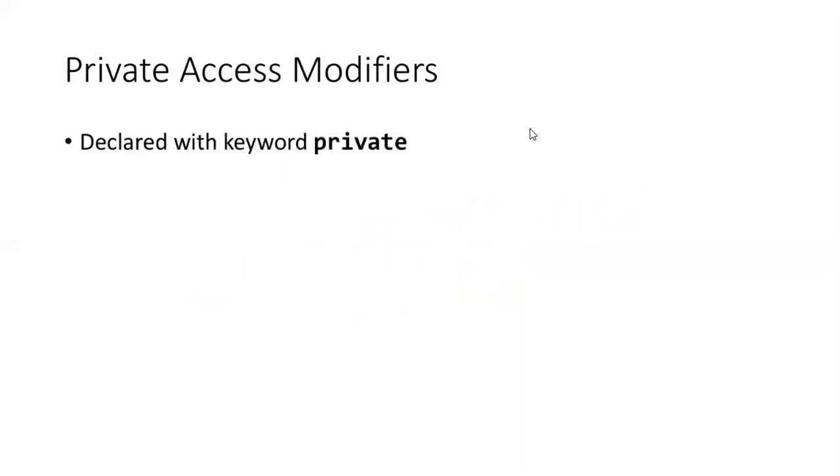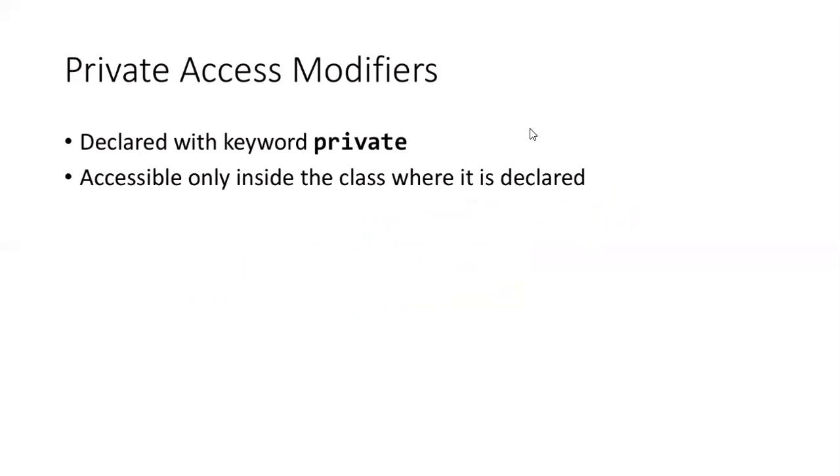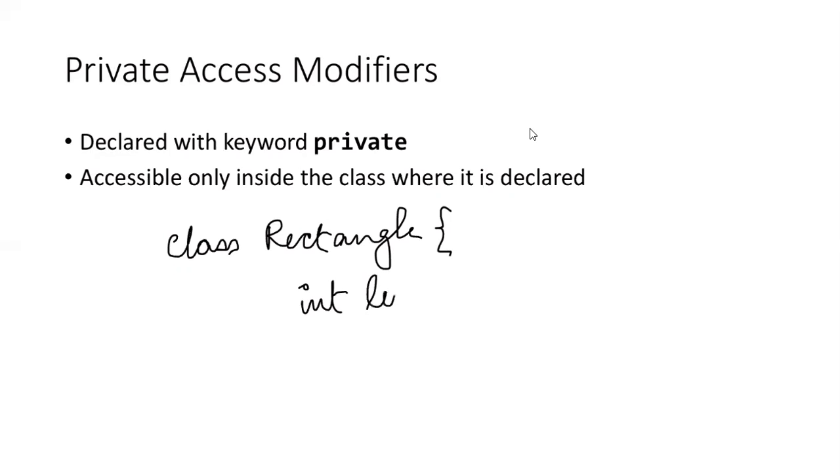As the name suggests, we declare them using the keyword private, and mind the small p, both in public and private. If it is private, then that data member will be accessible only inside the class where it is declared. So if I have a class Rectangle, and here I have int length.